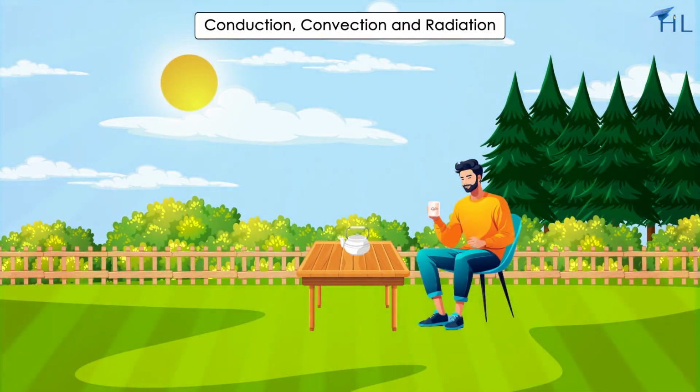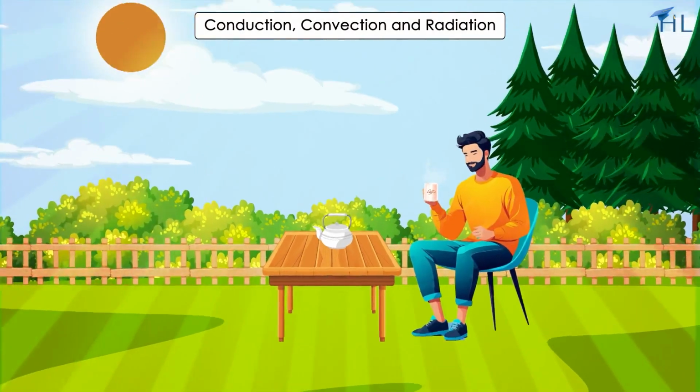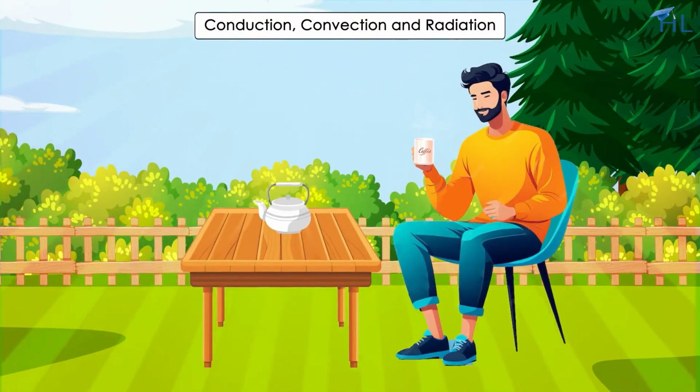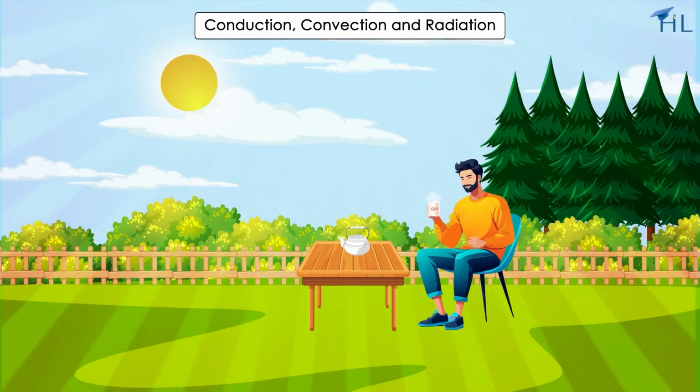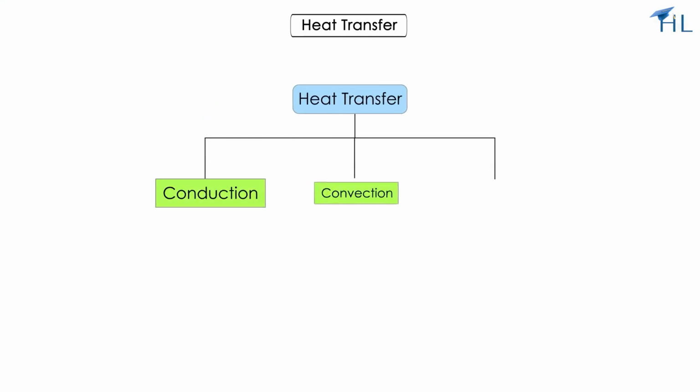Heat transfer is all around us, influencing everything from our morning coffee to the warmth of the sun on our skin. But how does heat actually move from one place to another? In this video, we will break down the three main methods of heat transfer: conduction, convection, and radiation, using plenty of real-world examples.